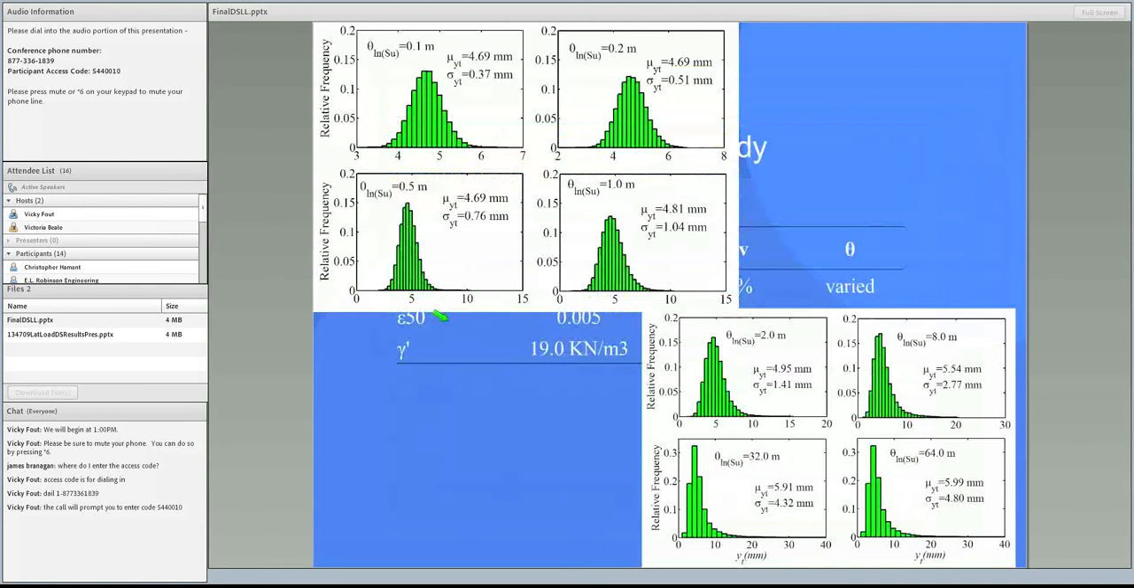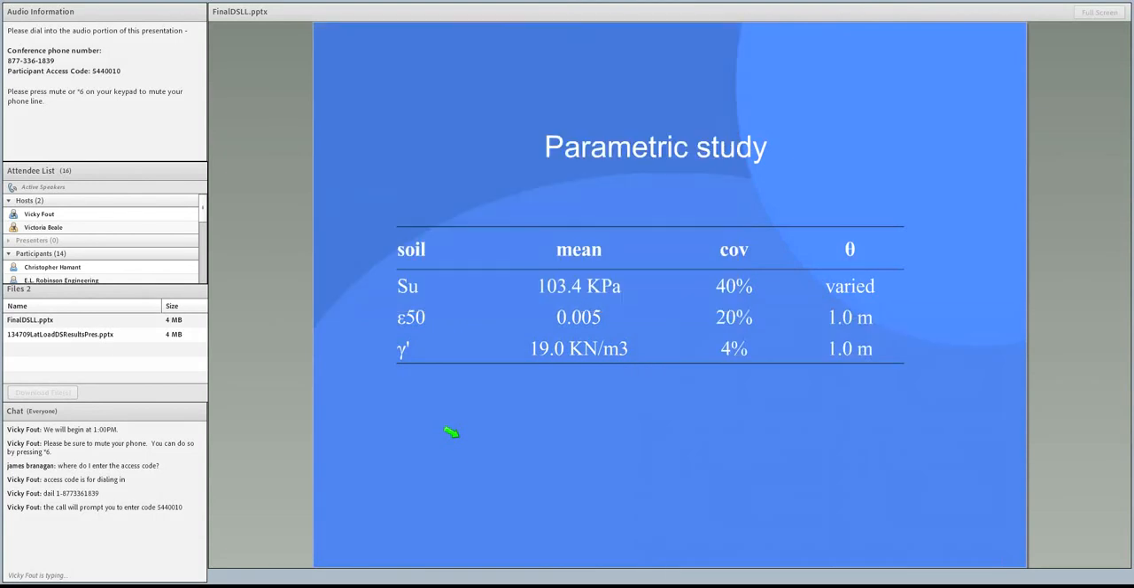This example is an axial loaded pile, and we have specified a few parameters. The axial load is 1300 kilonewton. The allowable displacement is about 1 inch, 25 millimeter, and here's the diameter we have. It's also in clay. The average SU is about 100 kilopascal, lognormally distributed, COV is 20%. Theta here is only 1 meter.